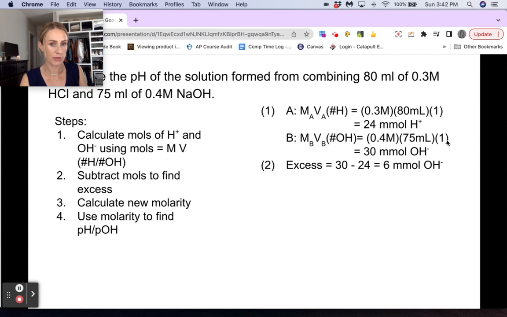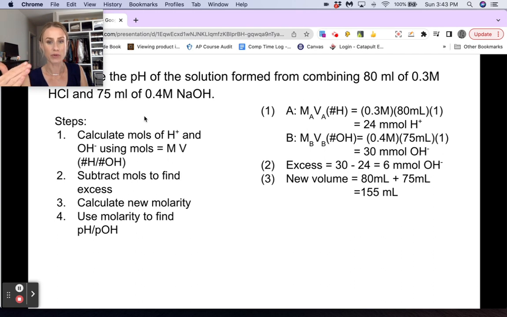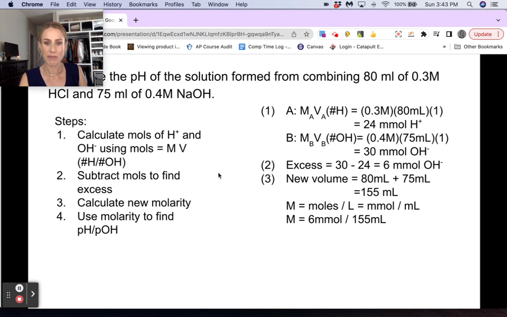And then we need to calculate the new molarity. Of course, before we do that, we have to find the new volume. I had a volume of 80 milliliters plus 75 milliliters, so that ends up being 155 milliliters for my new volume. Molarity is moles divided by liters, or millimoles divided by milliliters. So we get 6 millimoles of excess hydroxide divided by our new volume of 155 milliliters. For our molarity, we get 0.039 molar. That's the concentration of hydroxide ions in solution, because the thing that was in excess was hydroxide ions.